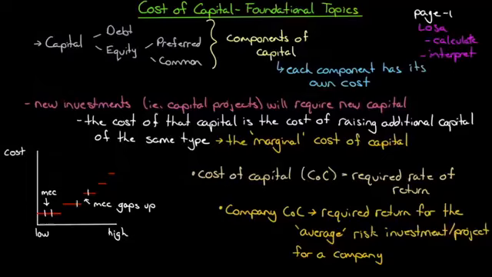Foundational topics. We're on LOSA, calculate and interpret the weighted average cost of capital of a company. Capital can be broken down into debt and equity, which comes in 2 flavors, preferred and common, and each component of capital has its own cost. So there's a cost of debt, a cost of preferred equity, and a cost of common equity, and much of this reading will explore how we arrive at the cost of these components of capital.